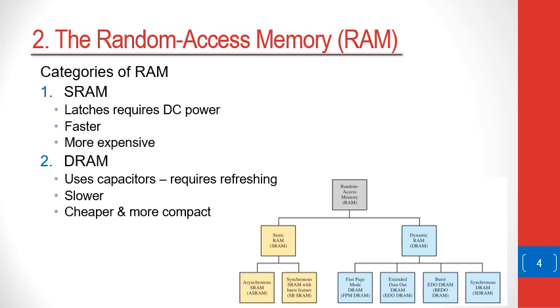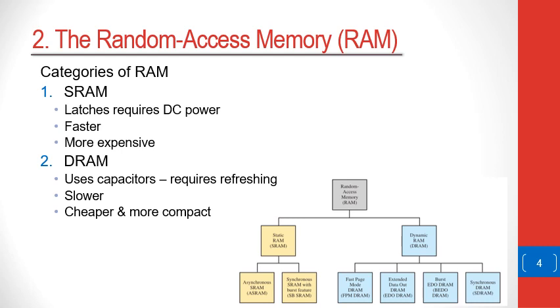Whereas DRAM uses capacitors, which require refreshing. Even though there is power from time to time, the DRAM will require to be refreshed. That is, the data will require to be rewritten onto the DRAM so that it's not lost. So that's one advantage that SRAM has over DRAM. And SRAM is much faster than DRAM, but SRAM is more expensive than DRAM. DRAM is cheaper and it's more compact.